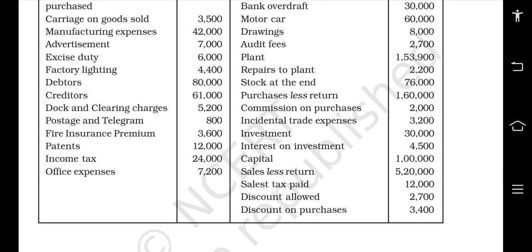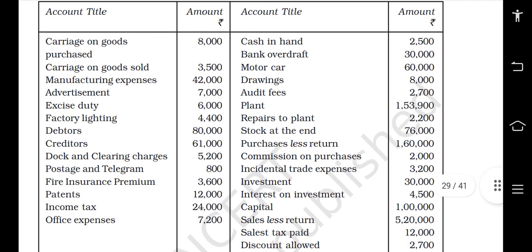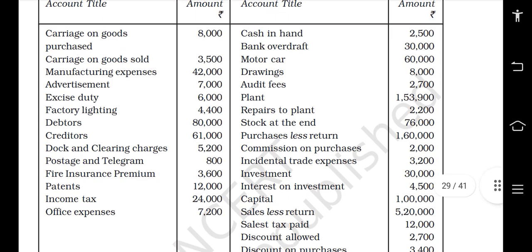Office expense 7,200. Office expense is an indirect expense, it goes to the P&L account. Bank or cash in hand: cash in hand is a liquid asset, so it goes to the asset side of the balance sheet. Bank overdraft is a liability, just like a loan. And the motor car is an asset. Drawing is when the owner withdraws money, so it must be deducted from the capital account of the owner.